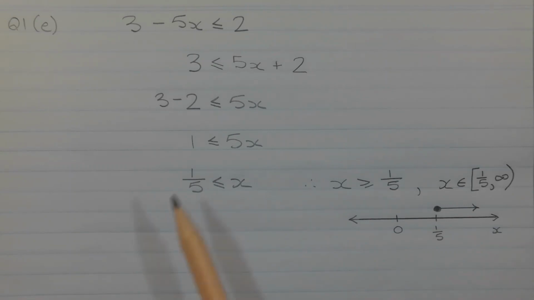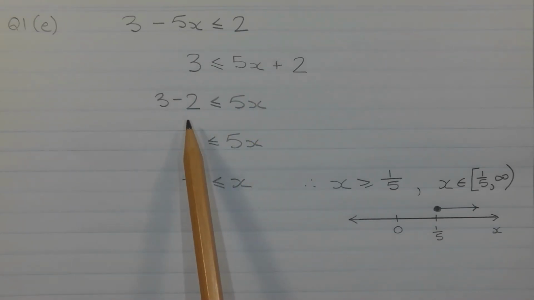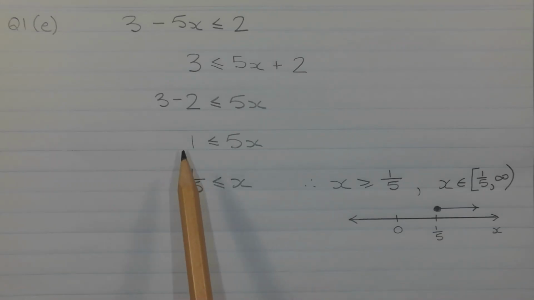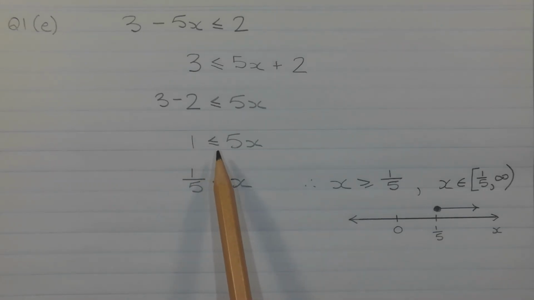The next step is to subtract 2 from both sides of the inequality. So we have 3 minus 2 less than or equal to 5x. And simplifying 3 minus 2, we get 1. So the inequality becomes 1 less than or equal to 5x.